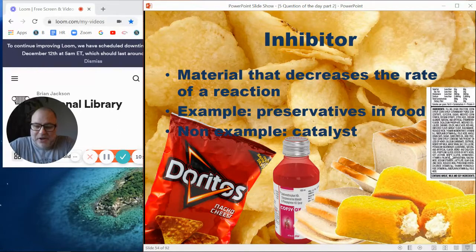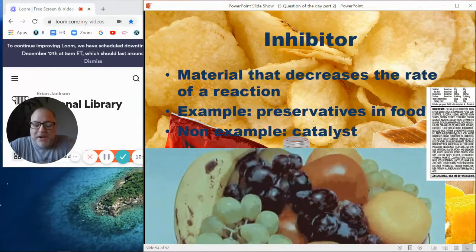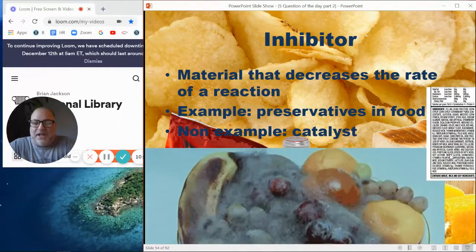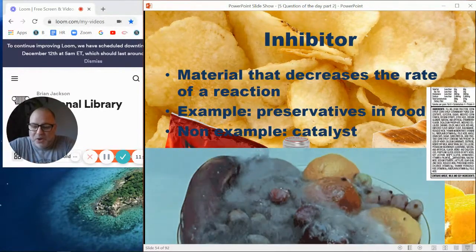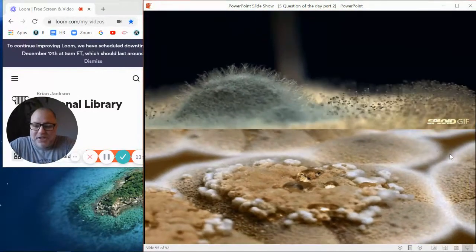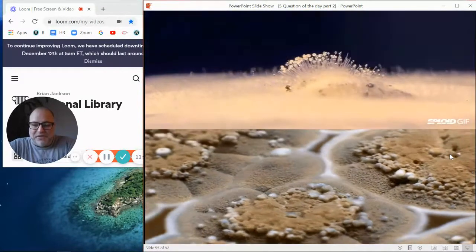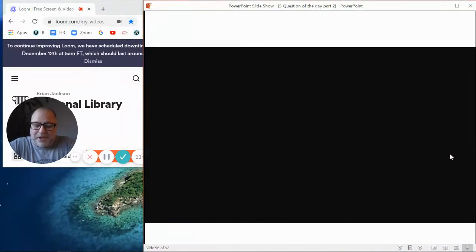Well, we don't even need to go into those little snacky things. But yes, inhibitors are causing the chemical reactions to happen much, much slower. So that doesn't happen, or this doesn't happen. Oh my goodness, that's just not good if that's your food. Okay, we don't want to think about that.